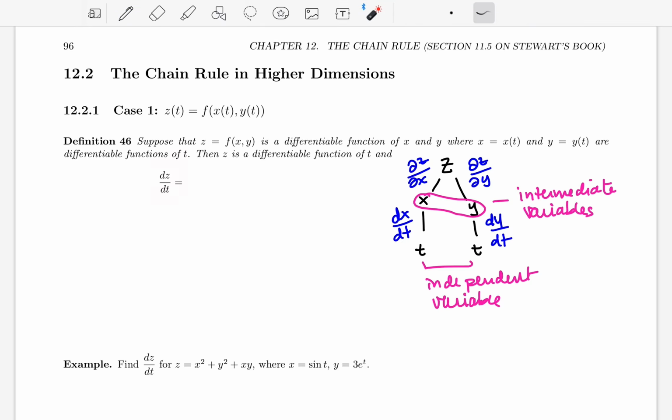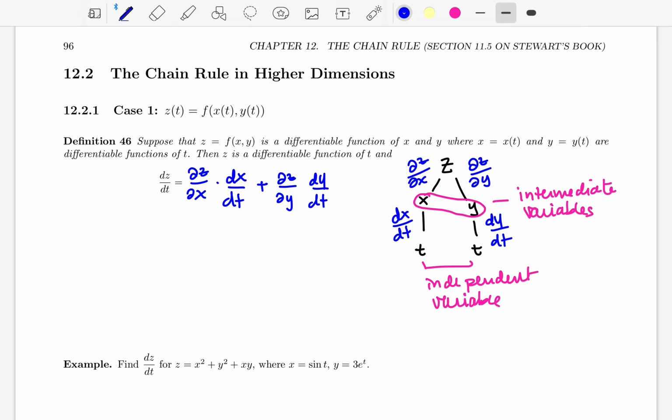because it's just the final one, right? There's only one independent variable. Since there's only one independent variable, this is a complete derivative. I'm going to get that this is partial dz/dx times dx/dt, and then I do it for when I go through the other branch. Okay, so I get that this is partial dz/dy times dy/dt. Now, we're not going to prove these things. It's just an extension of the chain rule.